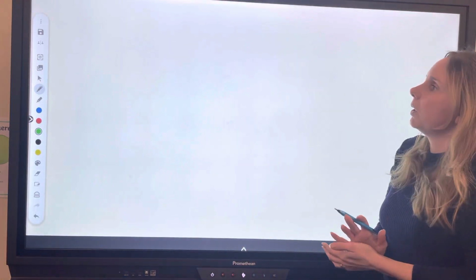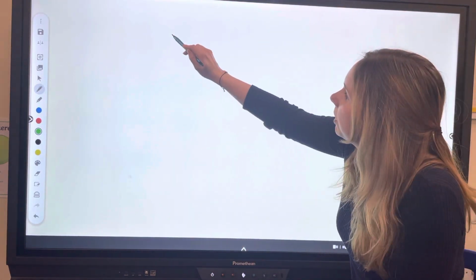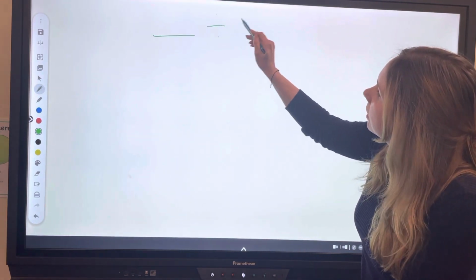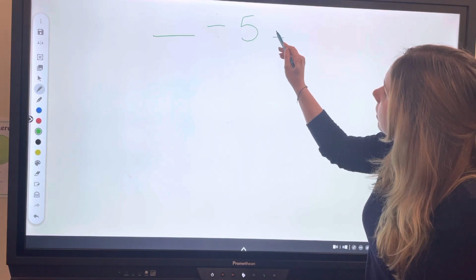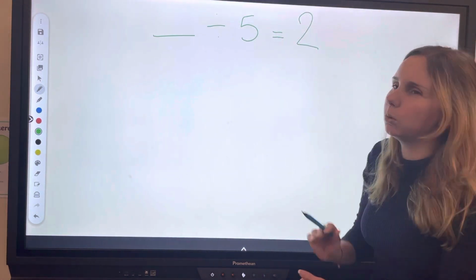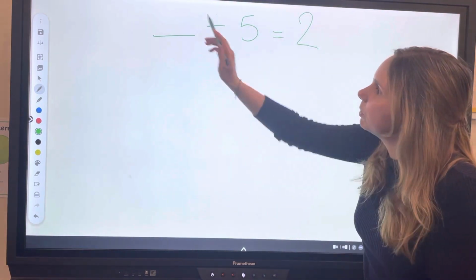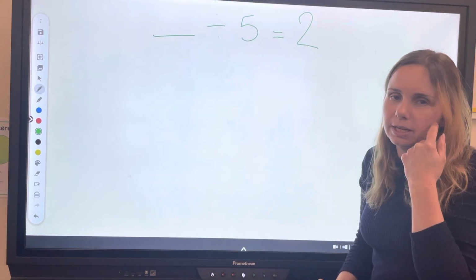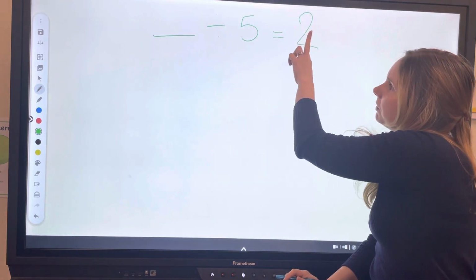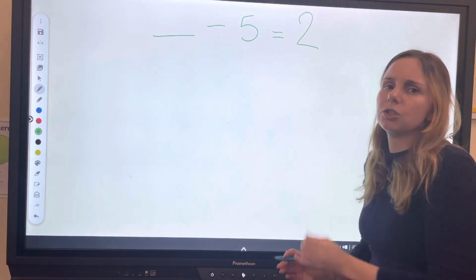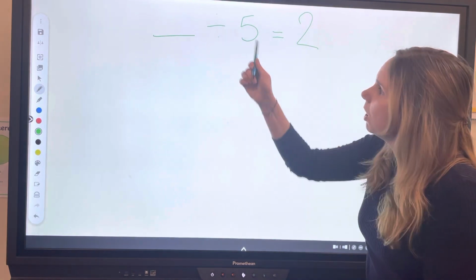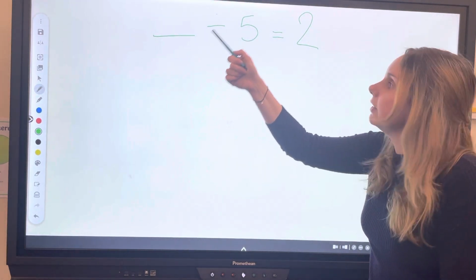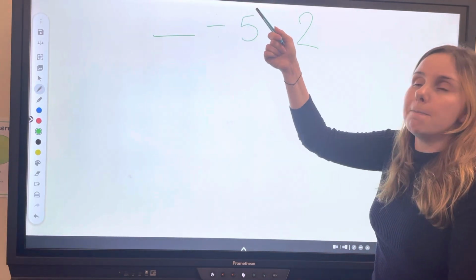Ooh, what can we do? Ooh, let's have a think. So something shared into 5 groups equals 2. Now, can you remember what I said we can do when we've got the answer and the end number close to each other? What did I say we could do? We could do the inverse. And the inverse is the opposite. And the opposite of dividing is multiplying.